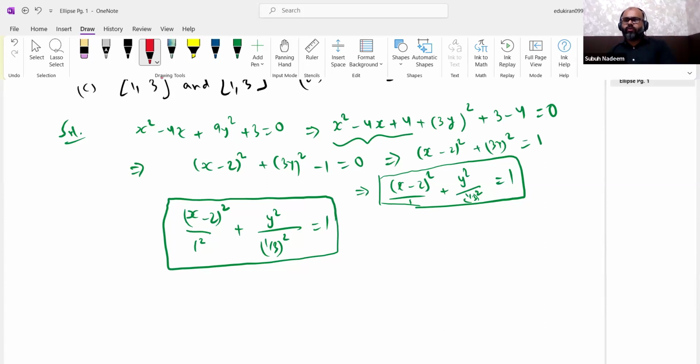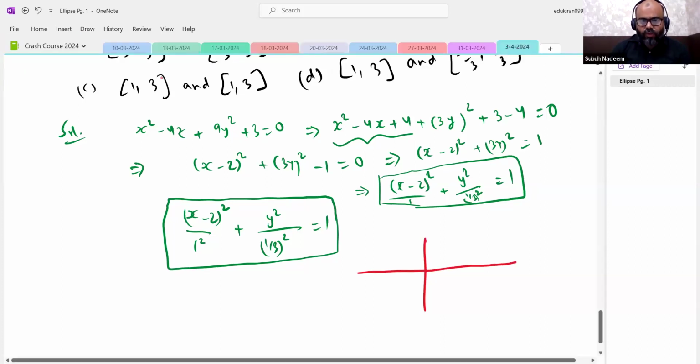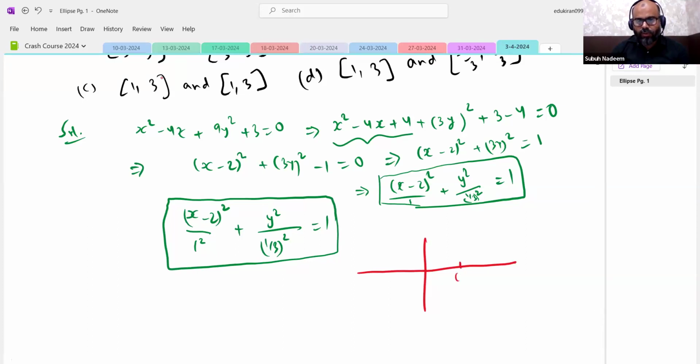Now, what condition should we apply so that it is an ellipse? It is like this now: x minus 2 whole square. So its center is (2, 0). The center is (2, 0).